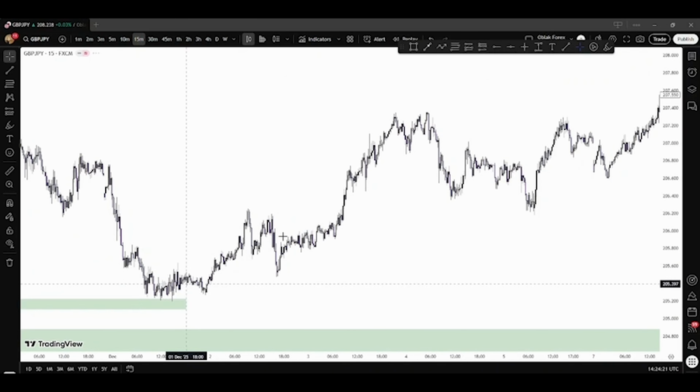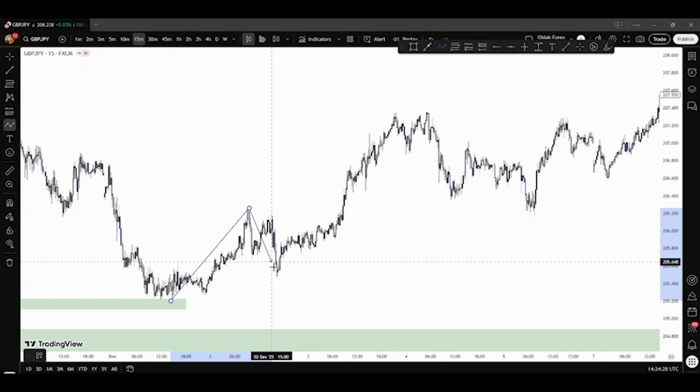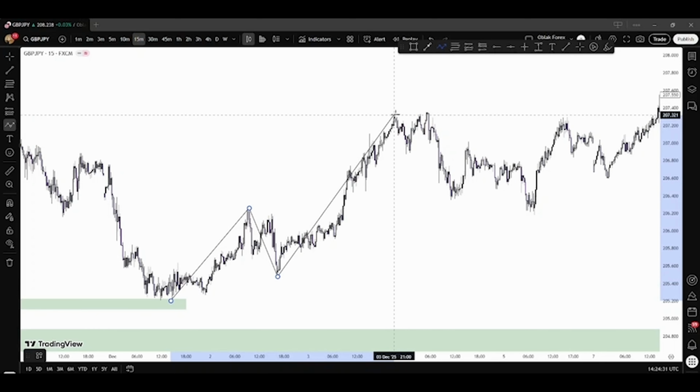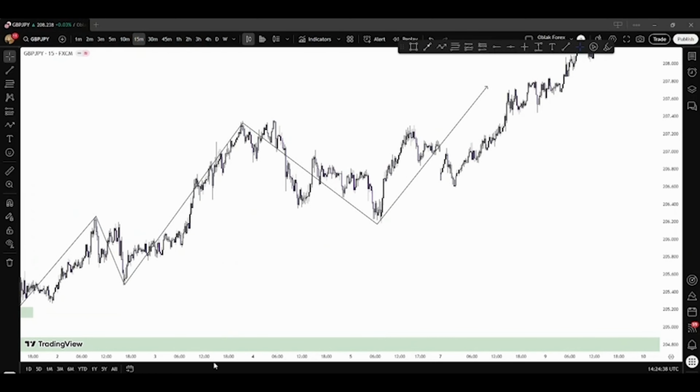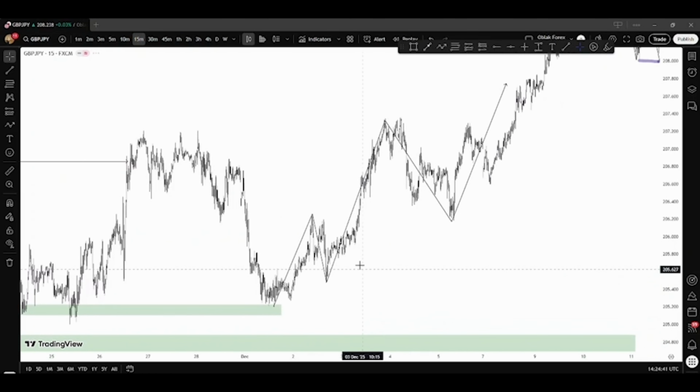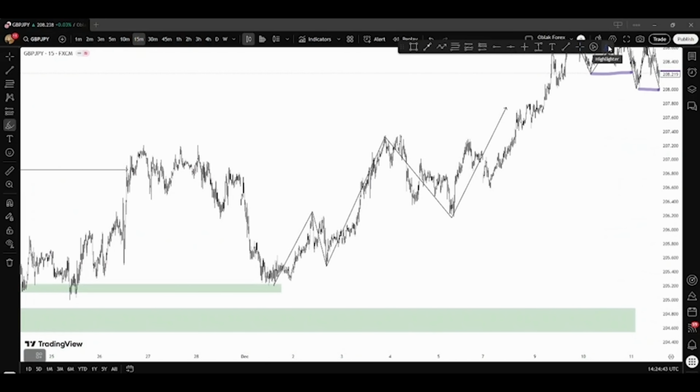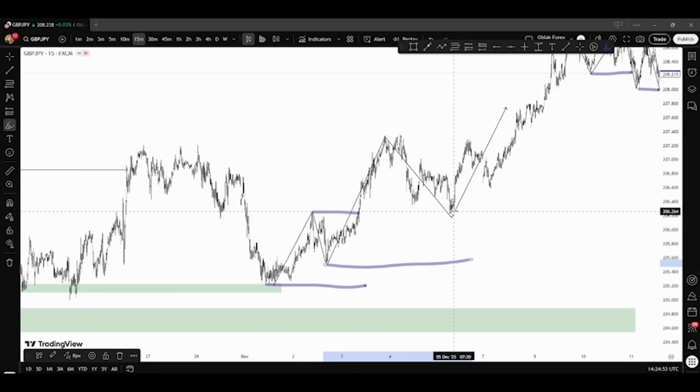So where do we start from? Let's start from here. You can see we have a low, higher low, higher highs, higher low, higher highs, higher low, higher highs. I think it continues like that. You can see we were having higher highs and higher lows. You can see that this low was respected, this high was taken out, this low respected, this high taken out, right?